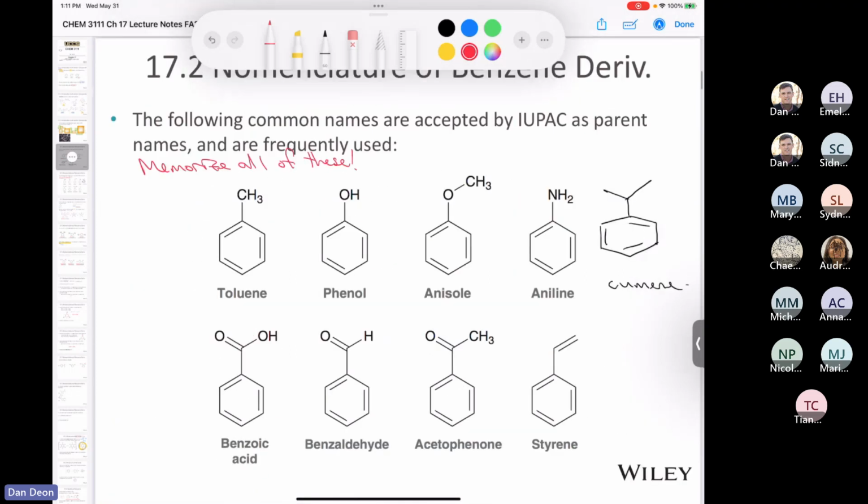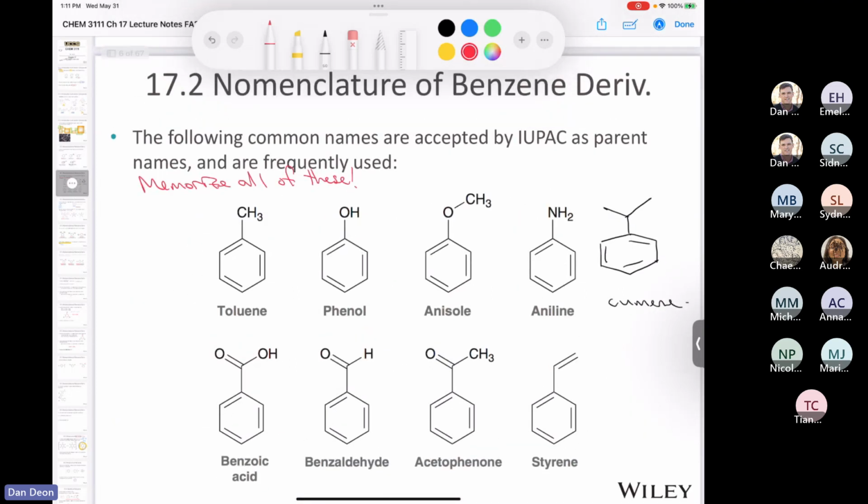But the ones that you need to know are these ones. In the last class, I said you need to memorize all of these. So if we have a methyl group on our benzene, we call that a toluene. If you have a hydroxyl, we call that a phenol. If you have a methoxy group, we call that anisole. If you have an amine, we call that aniline. I went over cumene with you last class, I guess.